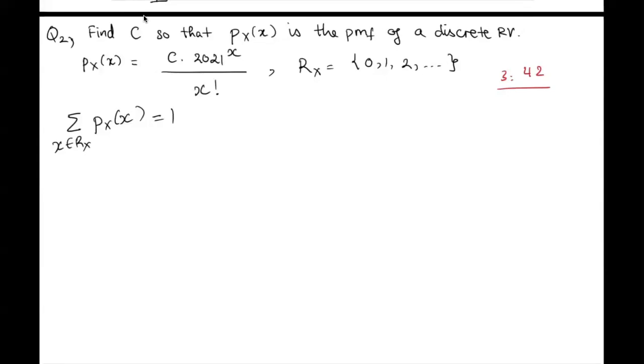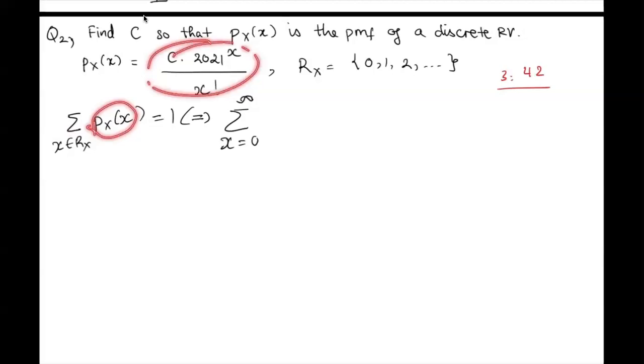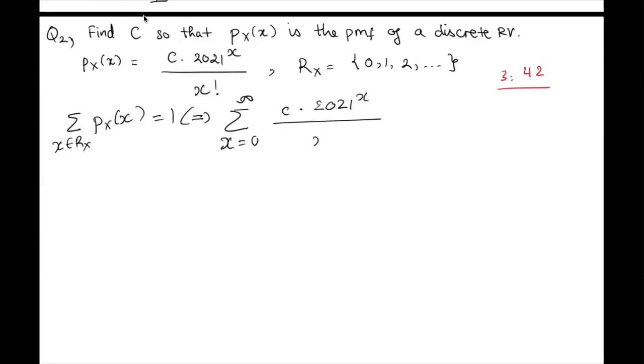Okay, so if we use this property and we try to plug it in, this one means that we will go through every possible value in the range of x. The range of x starts from 0 and it ends at infinity. So we will start at x equal to 0 and end at infinity. And then the probability mass function of it is given by this formula. So I just put it down. C is a constant, so I pull it outside the summation.